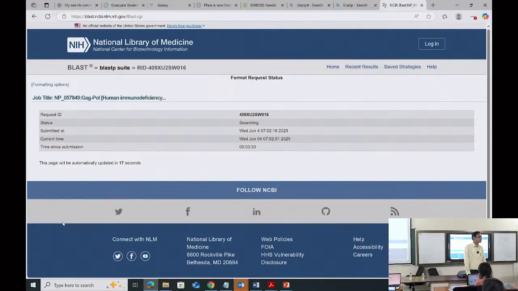And then I will see the taxonomy report, because some of you are reporting only non-viral hits in the taxonomy. So I want to see what's going on.